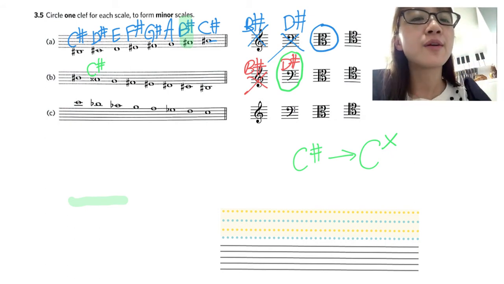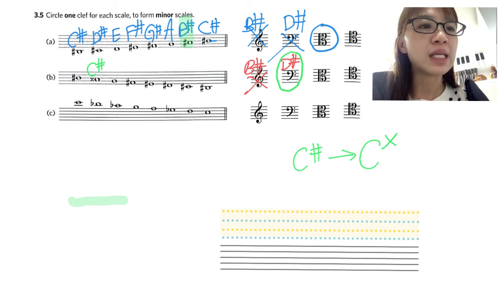So try to think, what is this note in treble clef? This is C, all right? Try to think the C minor. Okay, C minor. So C minor, you have the B flat, E flat, and A flat. These three flats. So let's try to think.